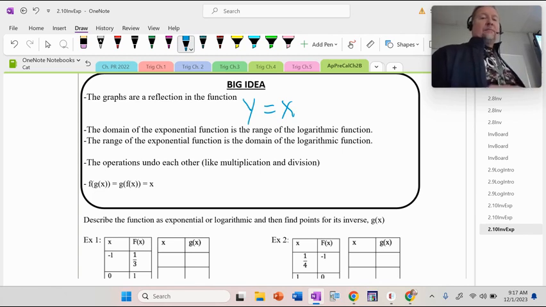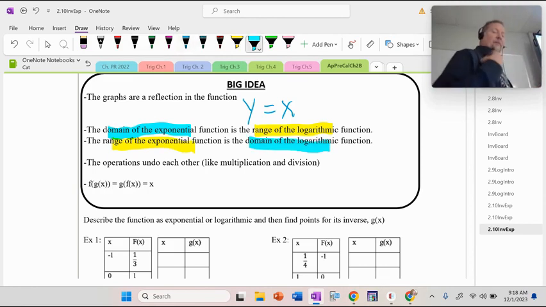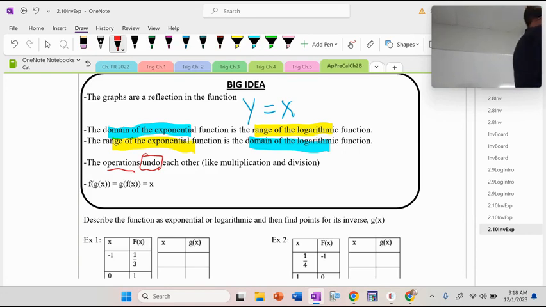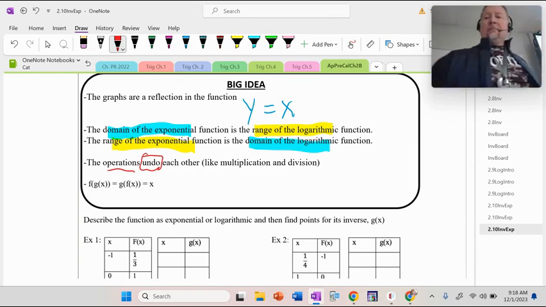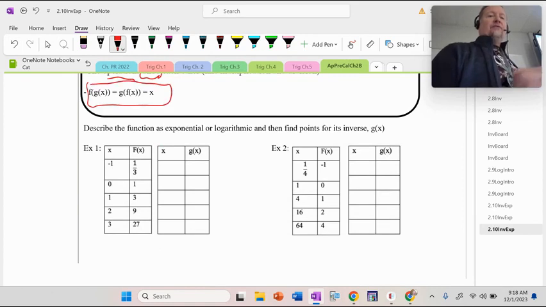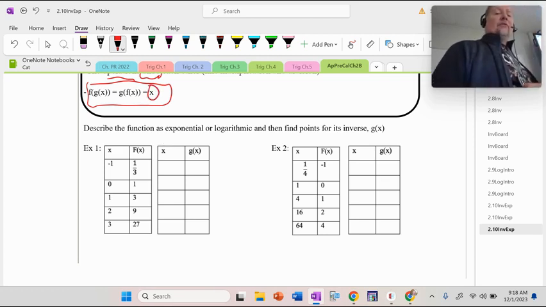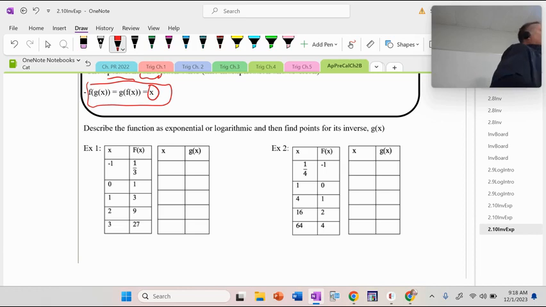The domain of the exponential is the range of the logarithm. The range of the exponential is the domain of the logarithm, and so on and so forth. Logarithms and exponentials are called undo operations of each other, just like multiplication and division. Therefore, at the end of the notes we'll do f of g of x and g of f of x as a test. If I get x left over, that proves the two functions are inverses of each other.